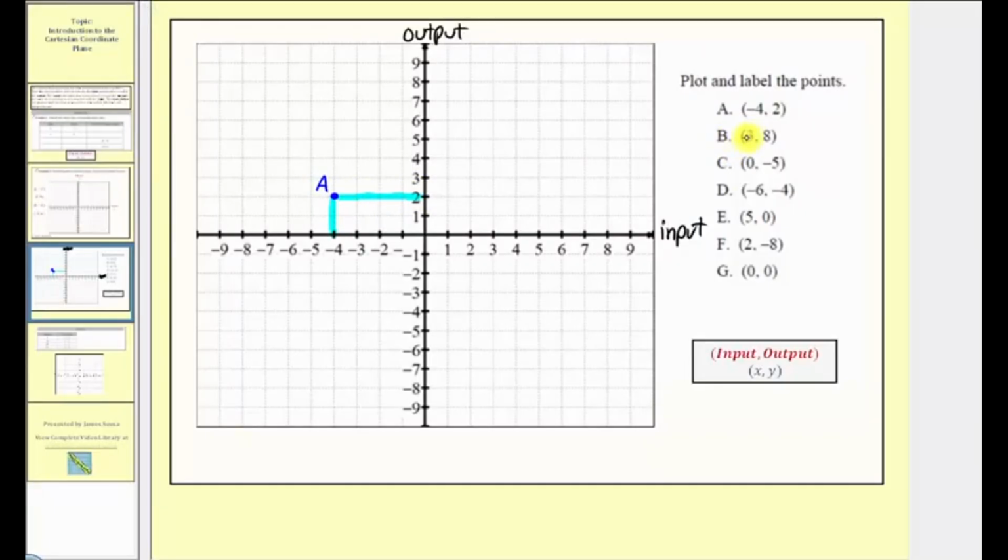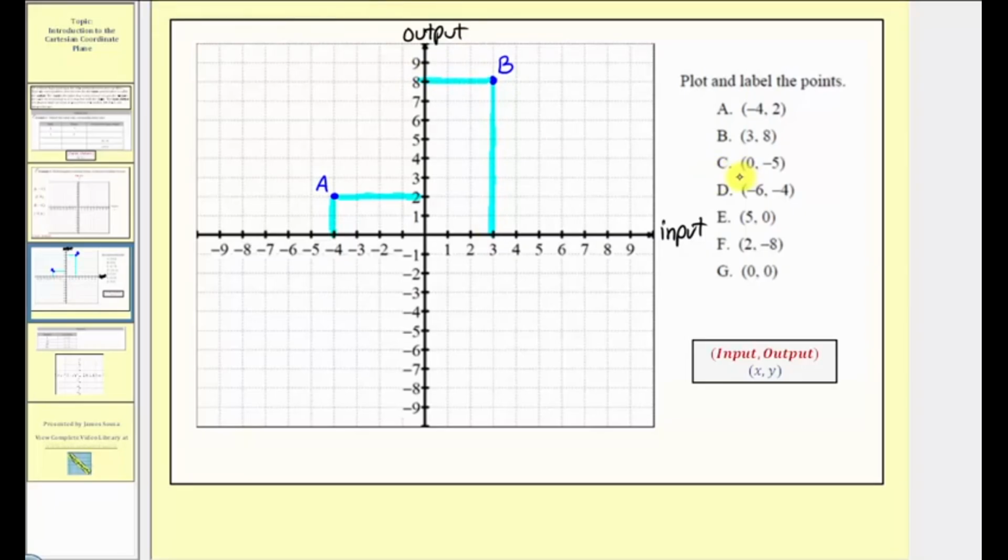Point B has the ordered pair 3, 8, so the input is 3 and the output is 8. So because the input is 3 from the origin, we would move right 3 units to +3 on the horizontal axis, and then because the output is +8, from here we would go up 8 units to the output of +8. This is the location of point B. At this location we have an input of 3 and an output of 8.